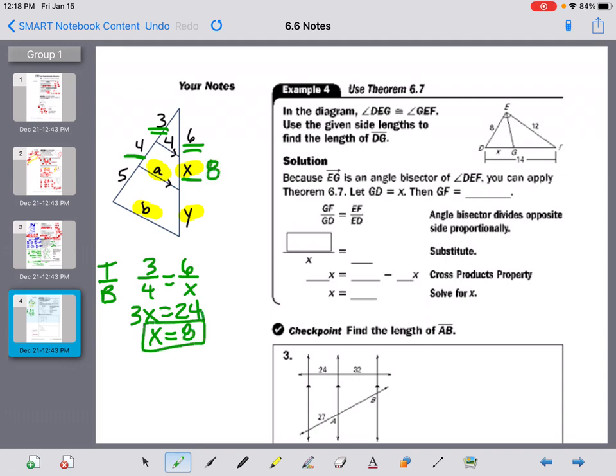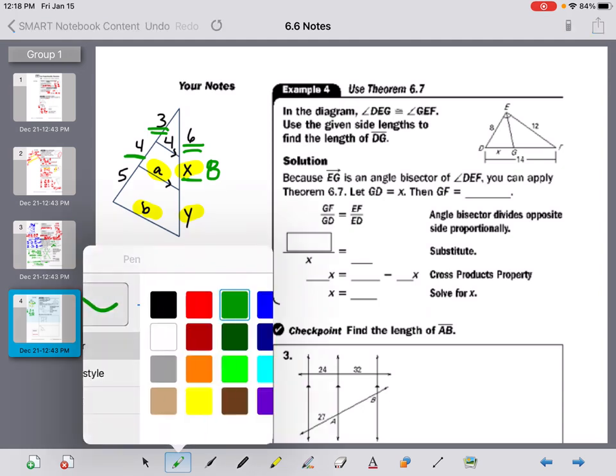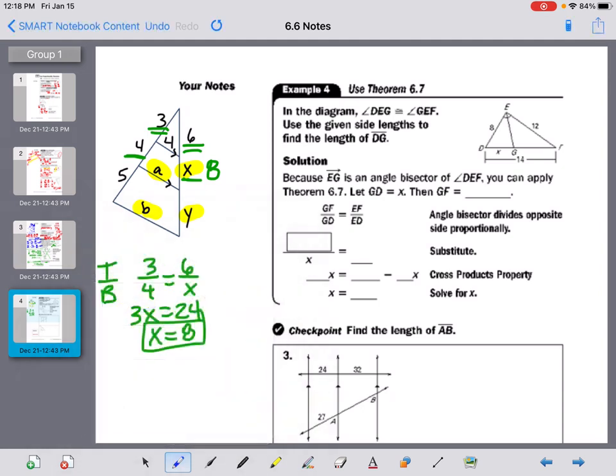When I go to do the y, let me change colors so I don't get confused here. I know that this y right here probably goes with this 5 right here because it's across from it, okay? Now, I can use anything from above to do that. I'm actually going to do a jump, and I'm going to go back up to the 3 and the 6, okay? So if I start top to bottom again, my top number is 3, my bottom this time is 5. On the right side, my top number is 6, and my bottom is y.